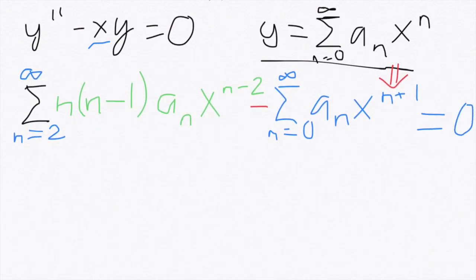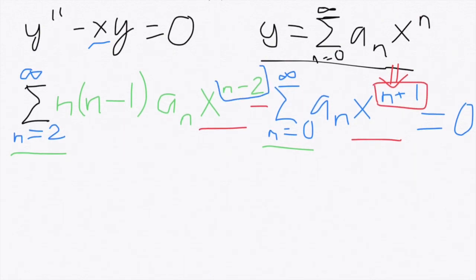So what will we do from here? Our first goal is to try and combine these series, and to do that we need two conditions met. First, the lower indices need to match, and second, the degree of x also needs to match. So the first thing we're going to do is match the degree of x. We need to somehow transform this x to the n plus 1 into x to the n minus 2. So how would we do that?